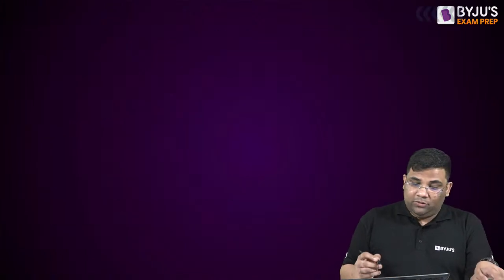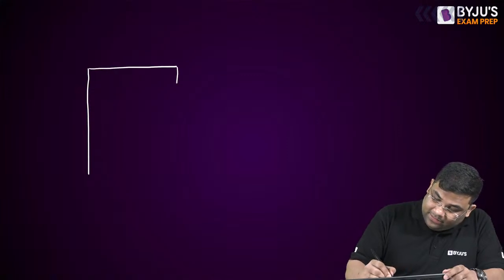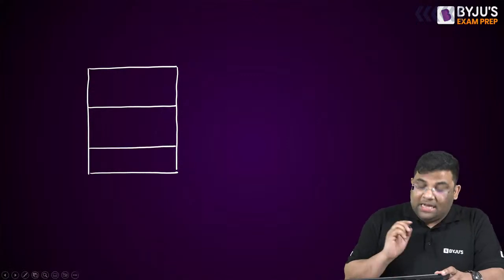Very good. So you see, something like this. The soil sample is layered, okay? Like this, three layers are there. Layer number 1, layer number 2, and layer number 3.